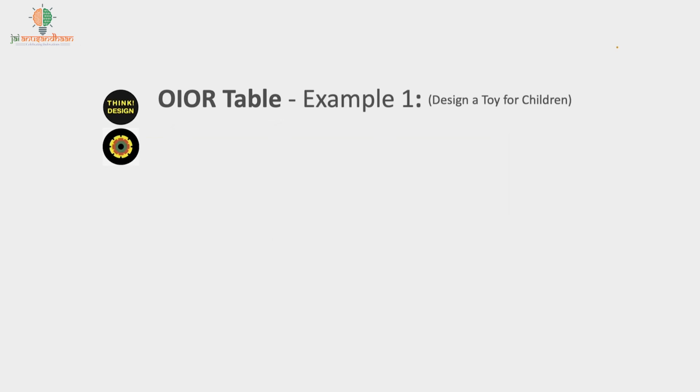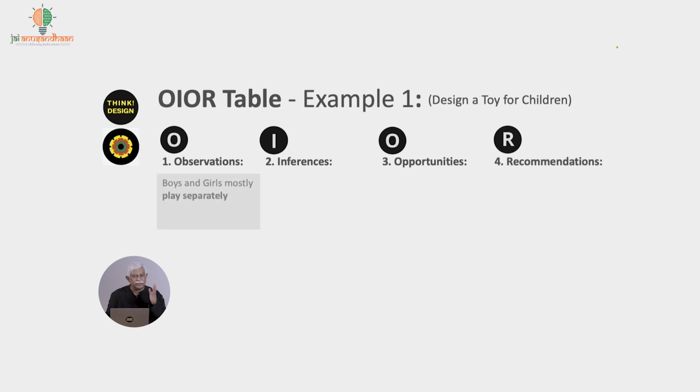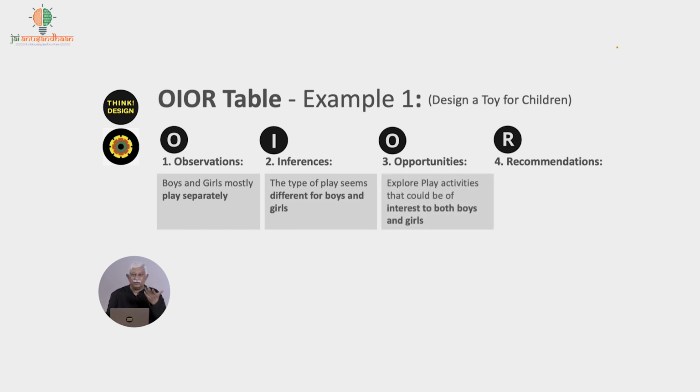So let's look at an example. This is designing a toy for children. Observations, inferences, opportunities and recommendations. Let's look at the first observation. The first observation is that the boys and girls mostly play separately. So what could be the inferences? The type of play seems different for boys and girls. Is it an opportunity for design? Yes. So you could explore play activities that could be of interest to both boys and girls. And the recommendation for design is to design a play activity that is gender neutral.